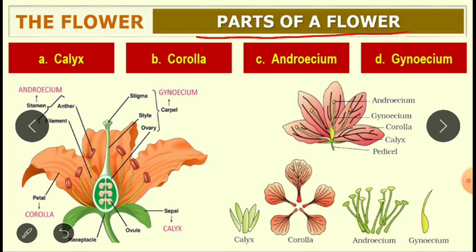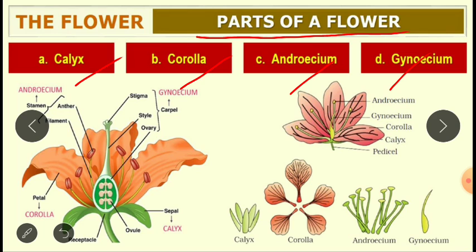So when we are talking about the parts of the flower, here the first part is calyx, second is corolla, third is androecium, and fourth is gynoecium. So the four parts of the flower are calyx, corolla, androecium, and gynoecium.